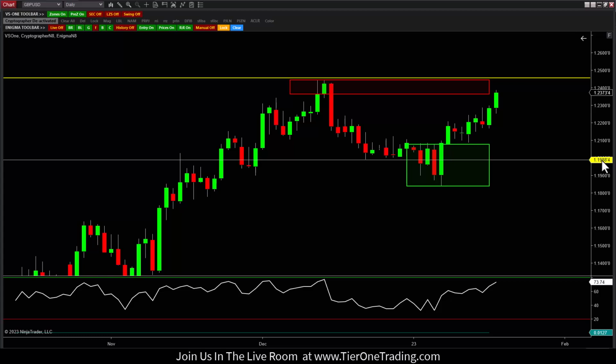There are two options. One, price is going to approach that level. It is going to get rejected at that level. It is going to hold at that level. And it will give you a counter trend signal, which would be a bearish signal.